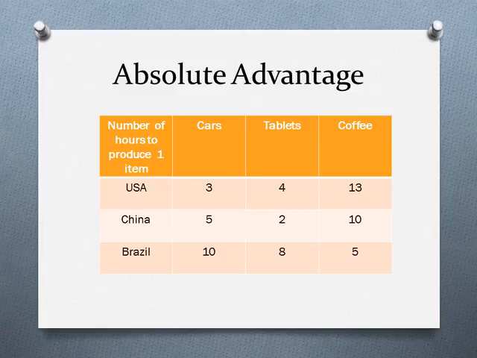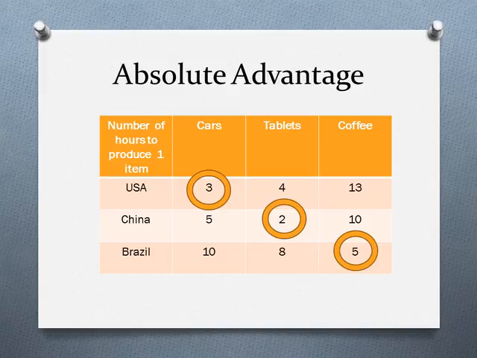So if you look at cars, you're going to see here that the United States has an absolute advantage because they can produce the car in 3 hours versus China taking 5 and Brazil taking 10. So the United States will have an absolute advantage. If we look at tablets here, you can see China now has the absolute advantage in making tablets because they can do it in 2 hours versus 4 or 8. And then in coffee, you can see Brazil has the absolute advantage here also because they're going to do it in less time like we talked about.